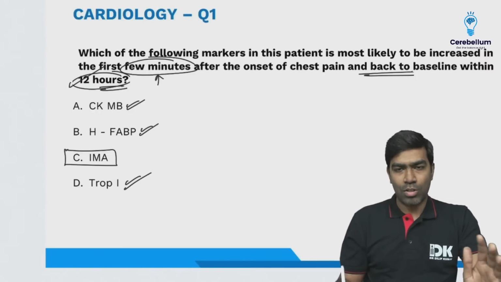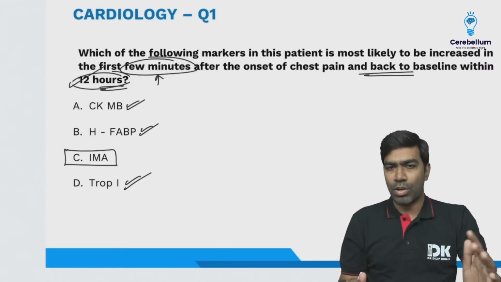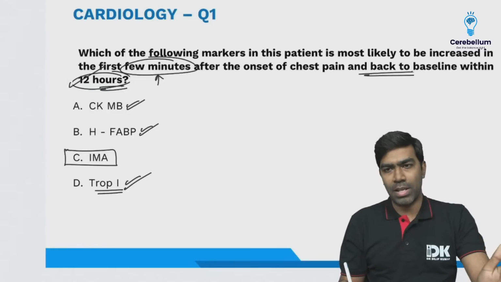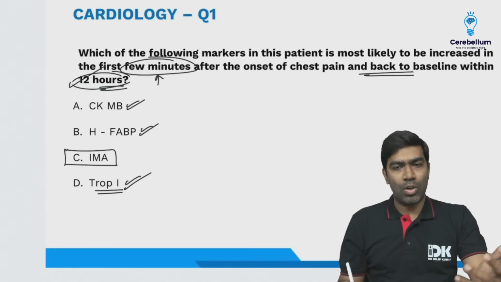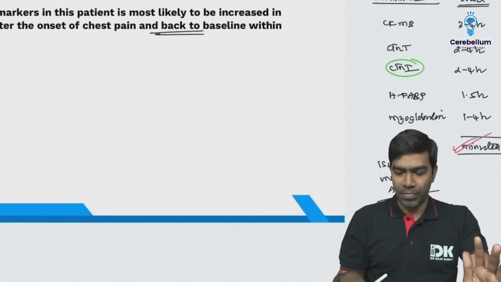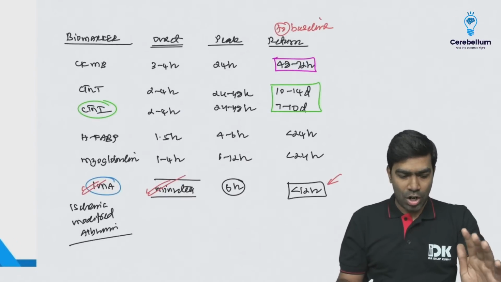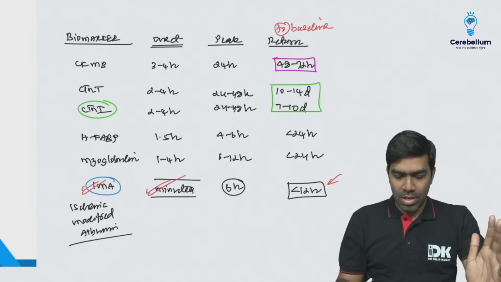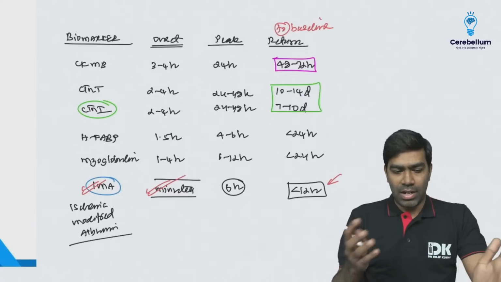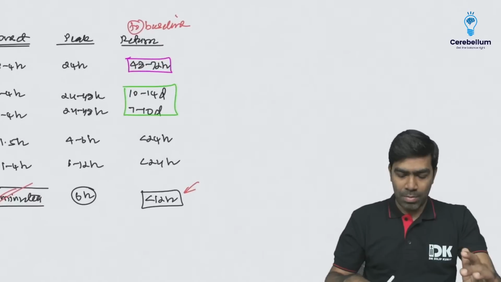And coming back to baseline also, CKMB is going to come back to baseline only in 48 to 72 hours. Your HFABP is going to come back to baseline within 20 to 24 hours. And troponin I is going to come back to baseline within 7 to 10 days. Okay, so the right answer for this question is going to be ischemia modified albumin, IMA. So let us see some other important properties of the cardiac marker. It's not just about knowing the onset of rise and the peak serum level and when it comes back to baseline. You need to also know about the important curves with regards to the cardiac biomarkers.